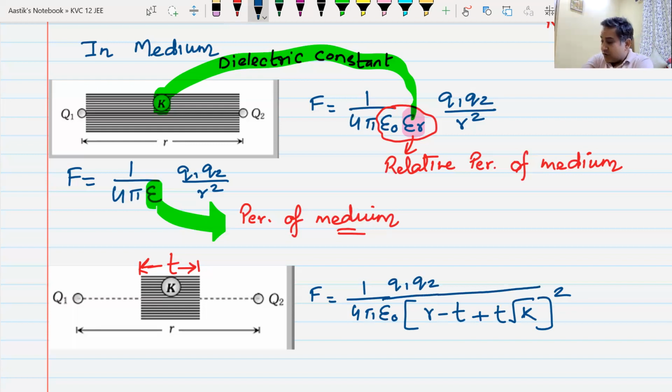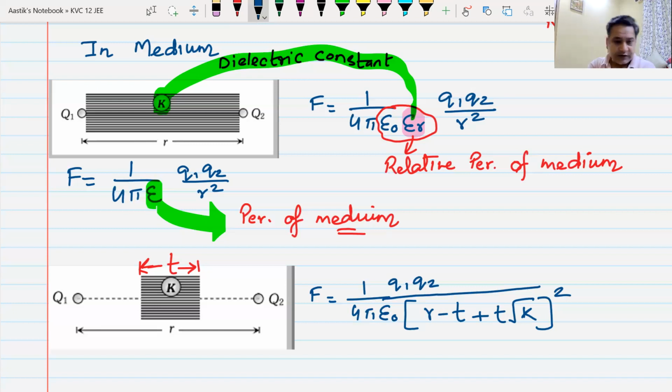Now you can put the value of t as 0. If you put the value of t as 0, it becomes the force between two particles which are surrounded by vacuum. If you put t as r, surrounded completely by the medium, you get the formula that was present originally. Do you understand this? So remember this. If you get a question on this, it would be a straightforward question. You just mark this option and you move ahead. Don't have to worry much about how it is achieved.